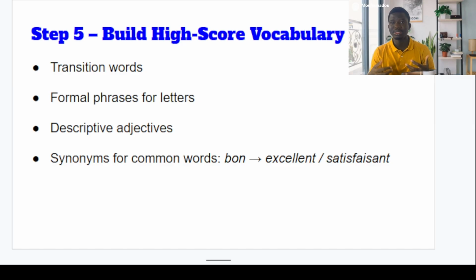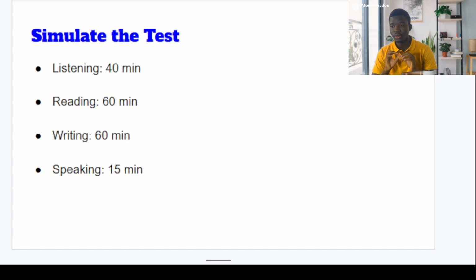There are many other synonyms that you can use. So for these common words that you're probably going to use, you need to find their synonyms so you don't repeat them. Okay, the final strategy is to simulate the test.